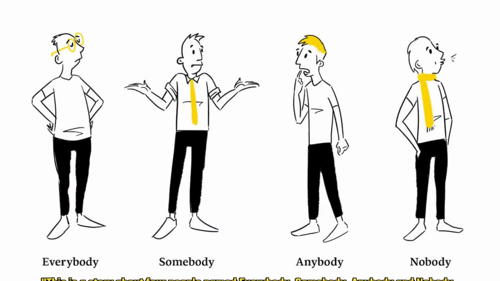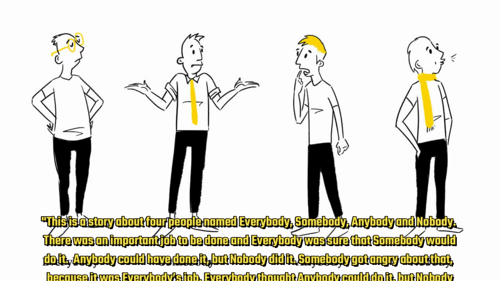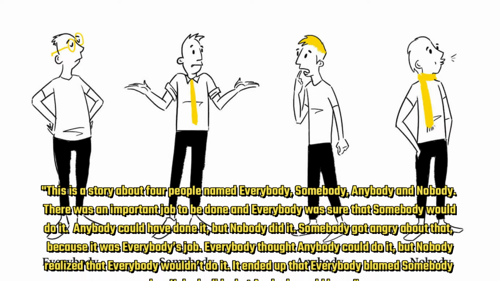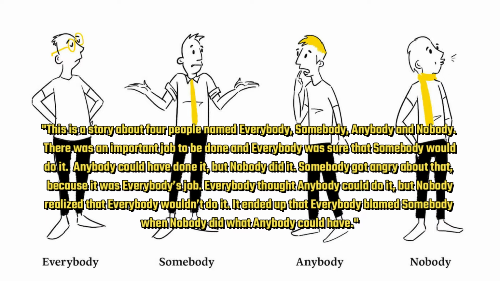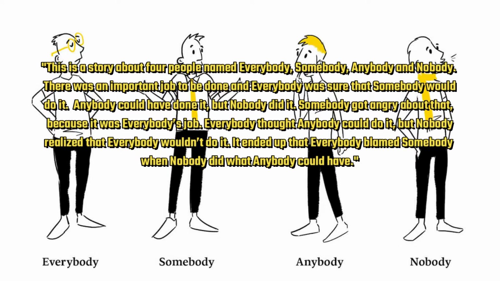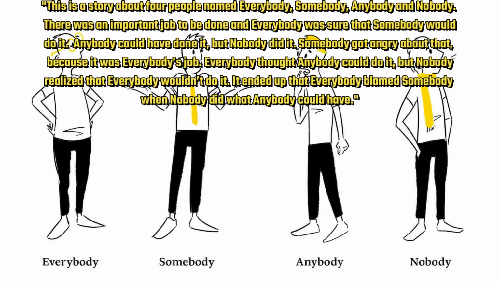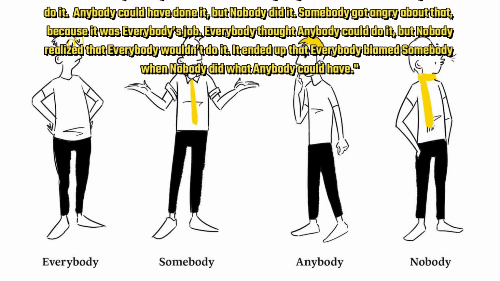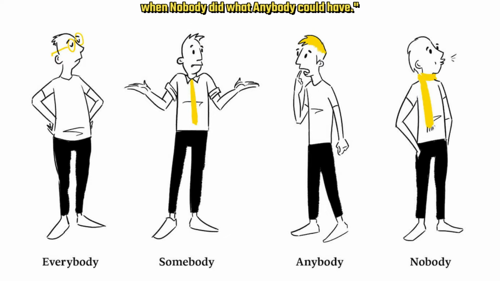Before we get into the accountability chart details and how you can create your own, I wanted to read you a quick little story. This is a story about four people named Everybody, Somebody, Anybody, and Nobody. There was an important job to be done, and Everybody was sure that Somebody would do it. Anybody could have done it, but Nobody did it. Somebody got angry about that because it was Everybody's job. Everybody thought Anybody would do it, but Nobody realized that Everybody wouldn't do it. It ended up that Everybody blamed Somebody when Nobody did what Anybody could have.